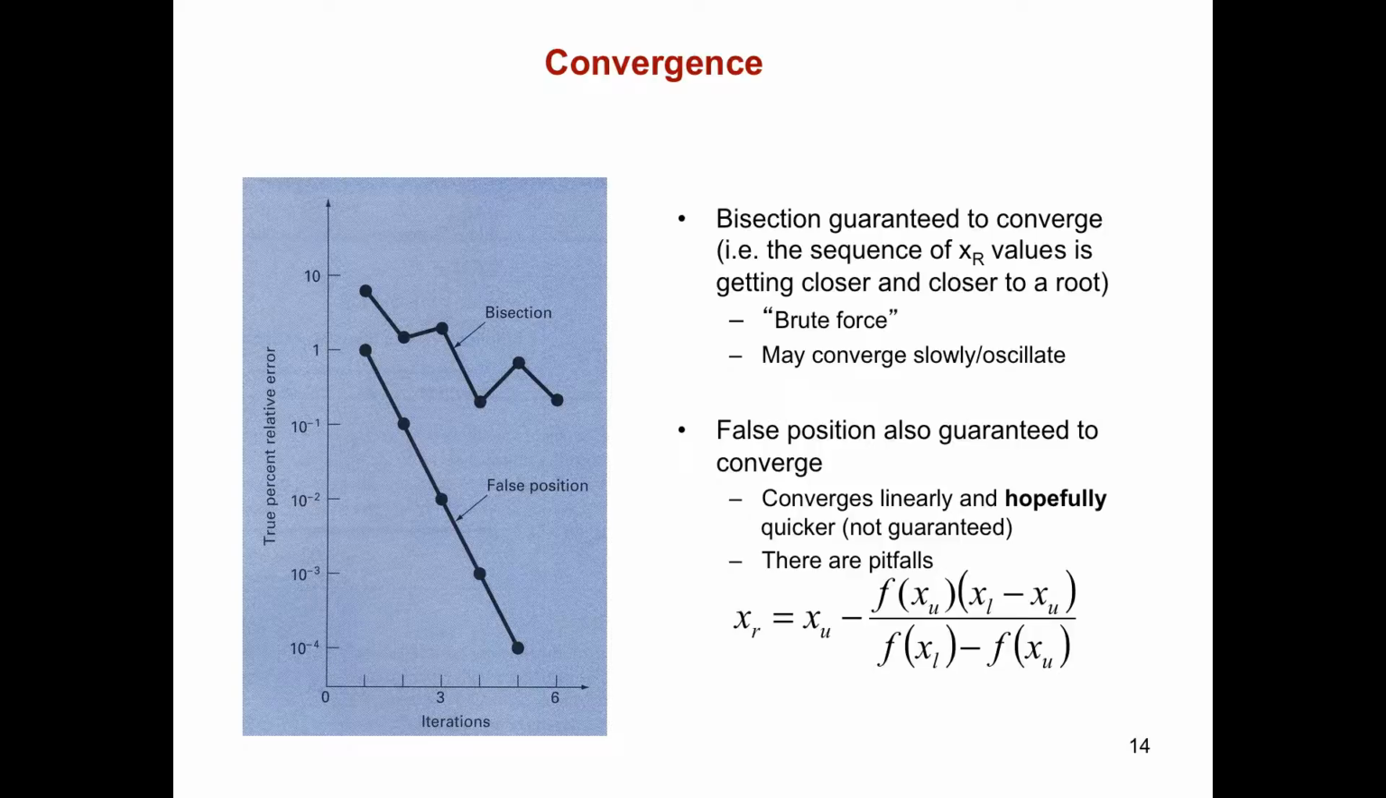So bisection is actually essentially guaranteed to converge because I will get closer, but it might be slow. And false position is also guaranteed to converge, but it's hopefully quicker. Now sometimes I might actually hit a problem where it's not, but this is how I'm picking my next interval xr. Okay. So how about you take your bisection.n and modify it to actually, let's call it false position.n.